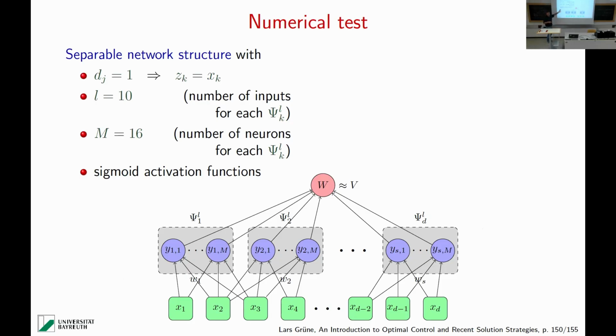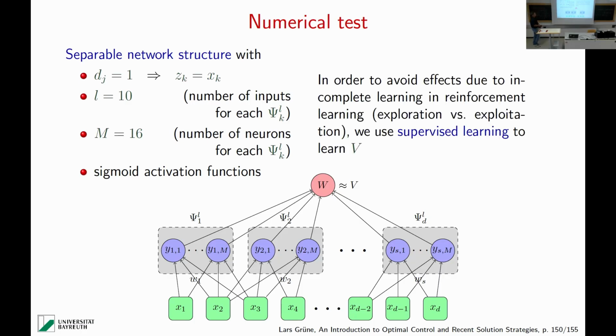Here we already know, so there was no need for that, and this makes the numerical experiment similar. So we use this network structure. We have L equal to 10. The number of neurons in each block here is 16. That turned out to be enough. We use the sigmoid activation function.